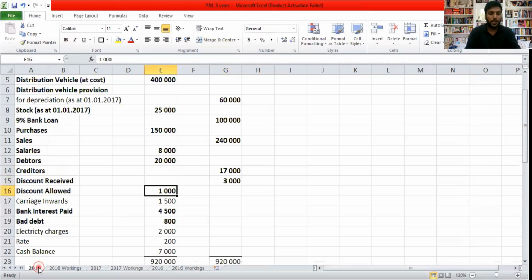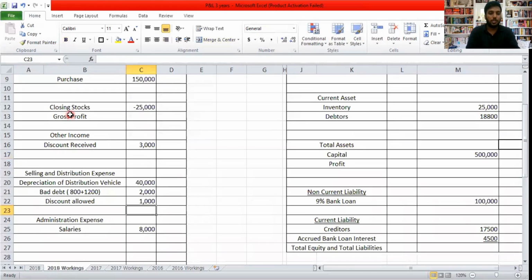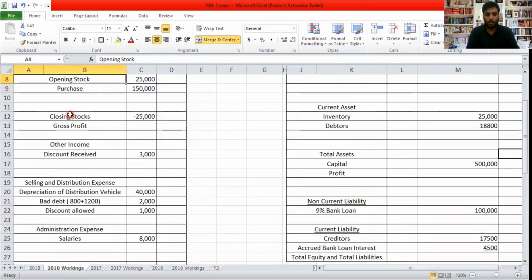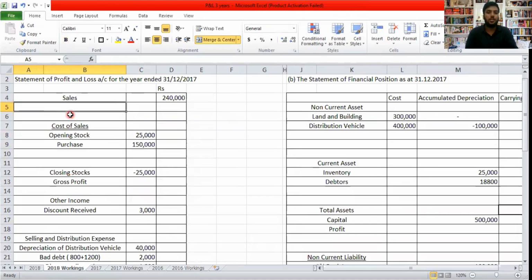Then in 2018 we have carriage inwards 1,500. I'll bold carriage inwards 1,500. It's an addition to the purchase, the money which you have spent when you are bringing the product into the business. There are two types of carriage expenses: one is carriage inward, the other is carriage outward. Carriage outward comes under selling and distribution expense because you are taking the product from your business towards your customer. When the product moves from your place to the customer's place, we say it is carriage outward. So it comes under selling and distribution expense.